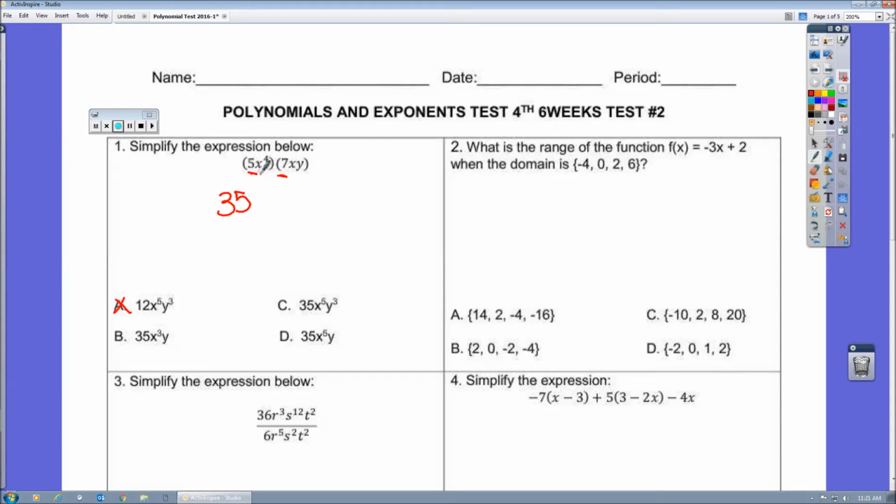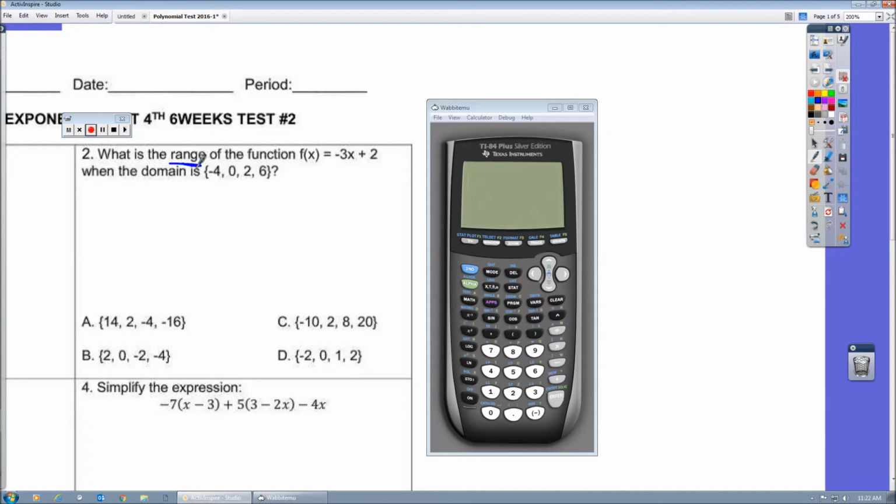Goodbye. Now we're going to multiply the x's together. x to the 4th times x to the 1st. If you remember your rule, when you're multiplying exponents, you're actually adding the exponents. So x to the 4th times x to the 1st would be x to the 5th. So I can cross out B, and for the y, there's nothing to multiply with, so you're just going to bring that down as part of the problem. Your answer is D.